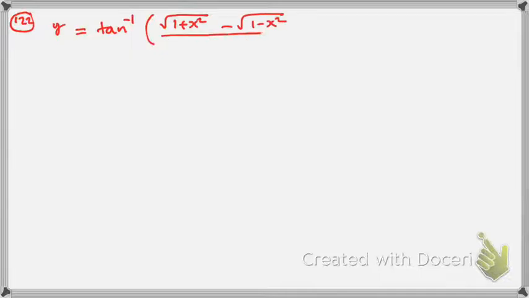In this video, we continue with the differentiation of inverse trigonometric functions. And the first question which we are looking at is y is equal to tan inverse of root of 1 minus x square divided by... actually, root of (1 plus x square) minus root of (1 minus x square), divided by root of (1 plus x square) plus root of (1 minus x square).